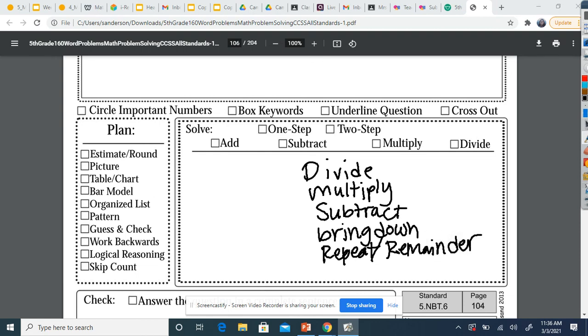All right, so divide, multiply, subtract, bring down. And then repeat if you did bring something down. If you have nothing to bring down, that's your remainder.